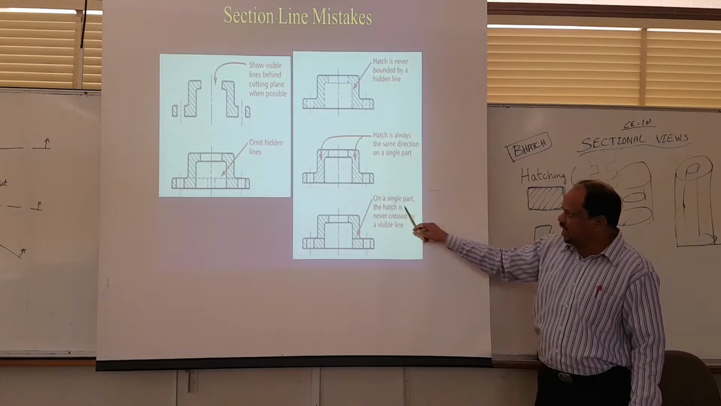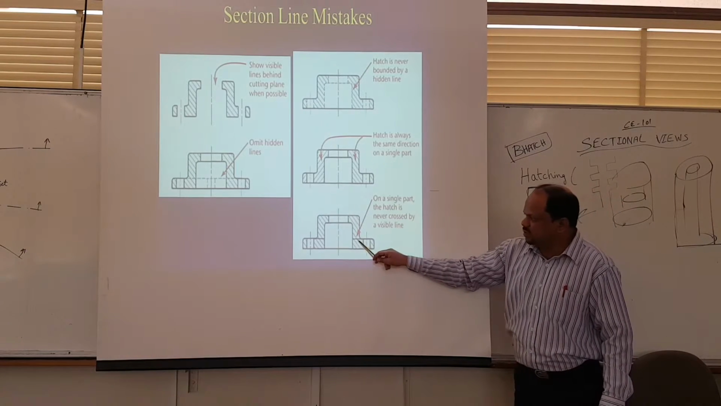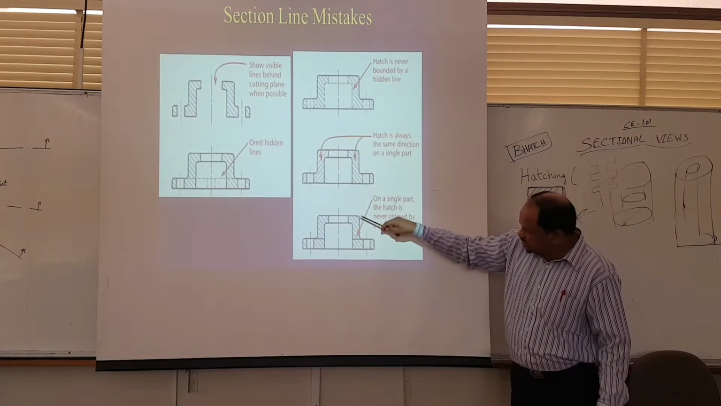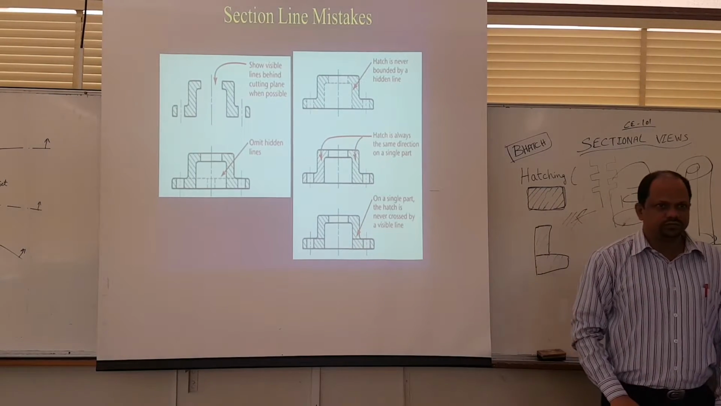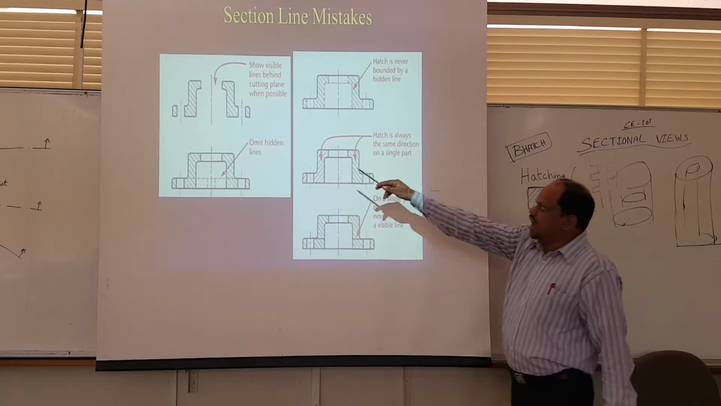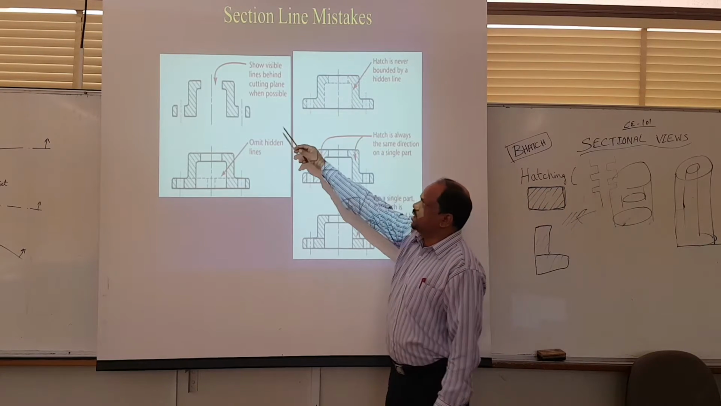On a single part, the hatch is never crossed by a visible line. This is the hatching pattern. Inside it, there cannot be a hidden line or a visible line. Fine? Another thing is to show visible lines behind the cutting plane.